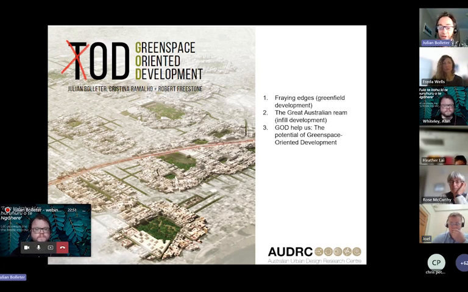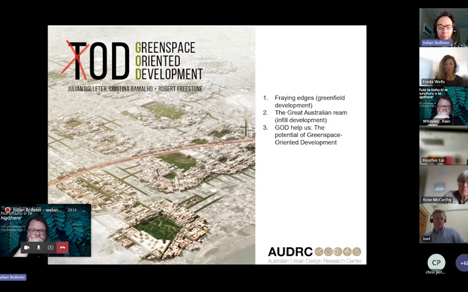So this presentation ventures a critical appraisal of where Perth, the city I live in, is at and where it's heading. The presentation is in 3 parts. The first part is called Fraying Edges. So we look at some of the issues which are manifesting on the edge of the city in terms of greenfield suburban development.